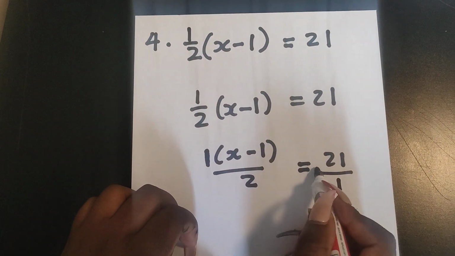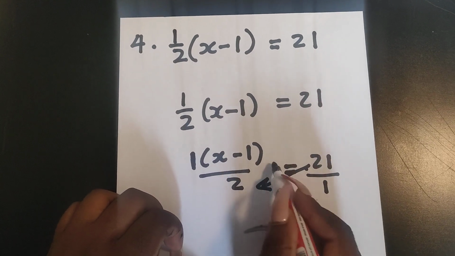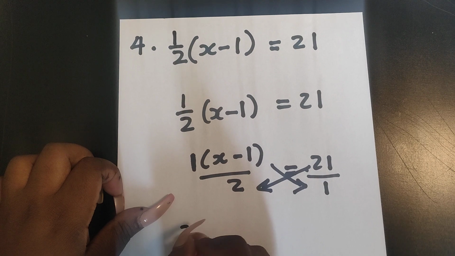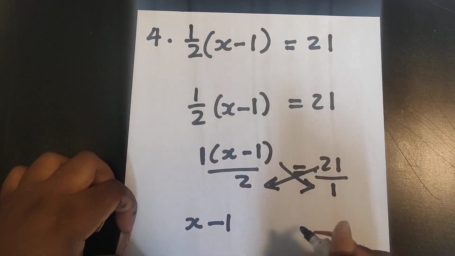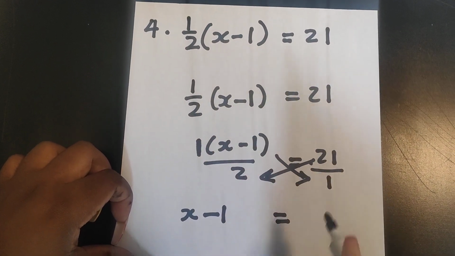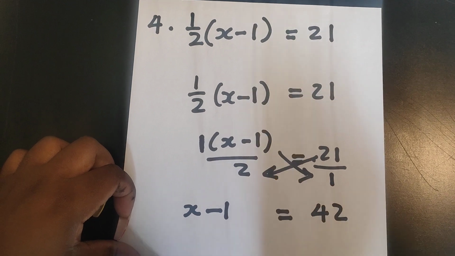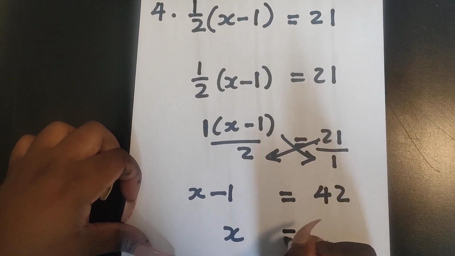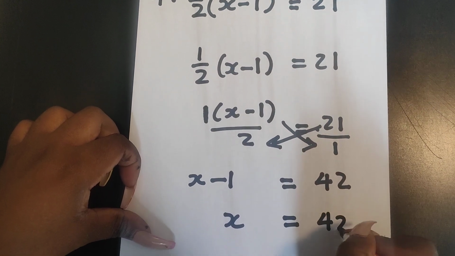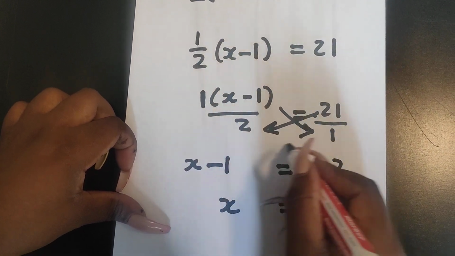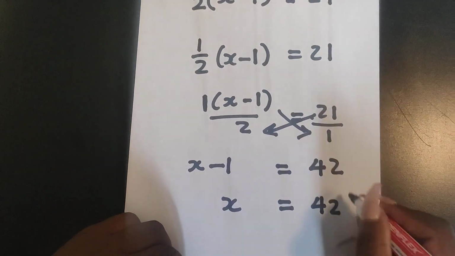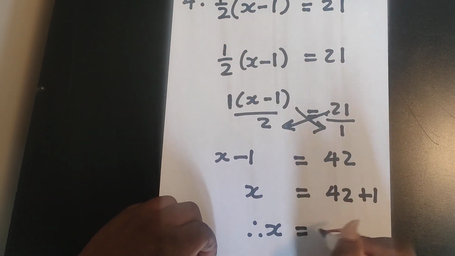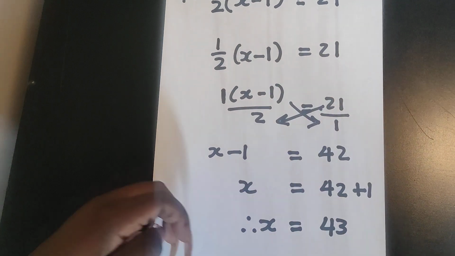So now what we're going to do is cross multiply, right? So we're going to be left with x minus 1 is equal to 2 multiplied by 21, it is 42. And then we're going to have x is equal to 42, and then we're going to transpose the 1 onto this side. 42 then becomes a +1. Therefore, x is equal to 43.